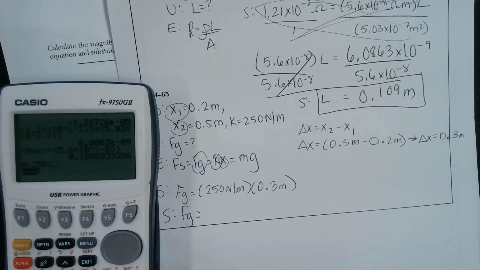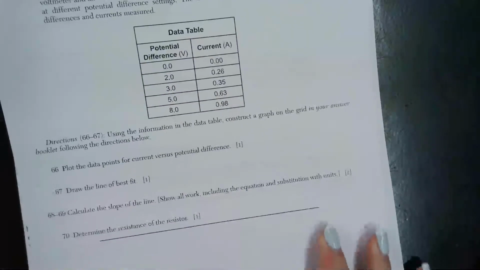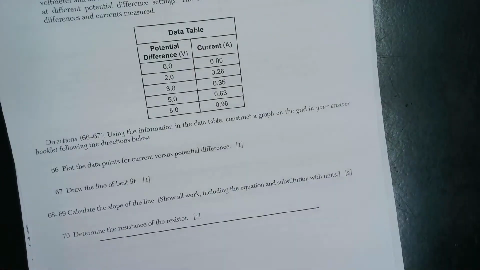So 250 times 0.3, we get 75 newtons. Okay. All right, this is the big bad guy that we didn't anticipate on last year's test.